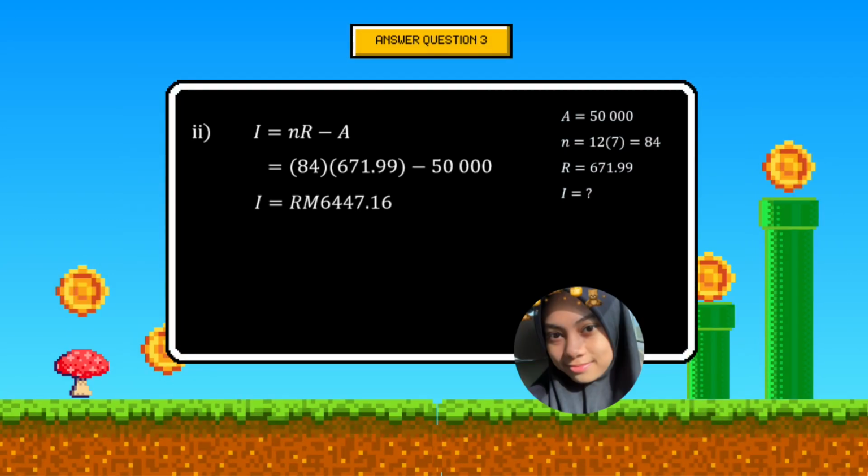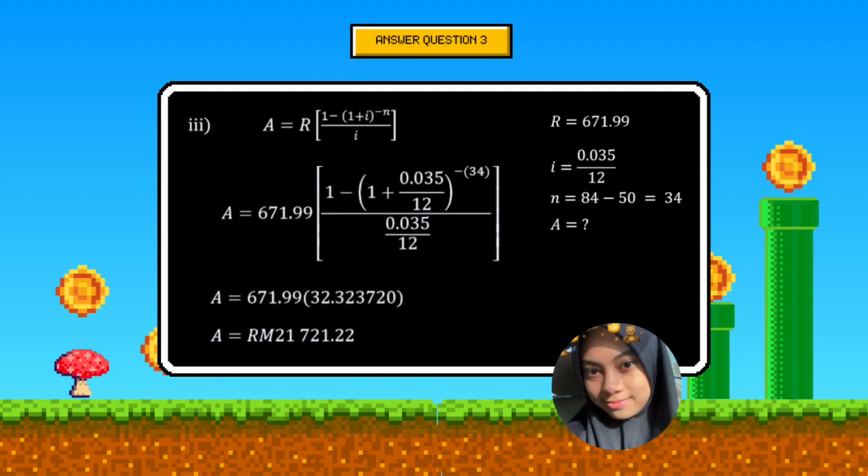For the second Roman, we have to find the interest charge for the loan. So we have to use the formula I equals n times R minus A. n is 84 times R, which is 671.99, and minus A, which is 50,000. So we will get 6,447 ringgit 16 cents.